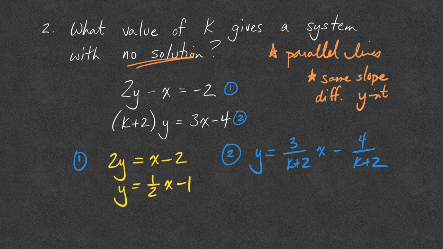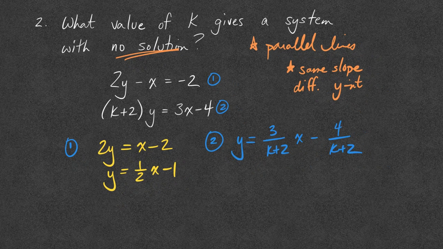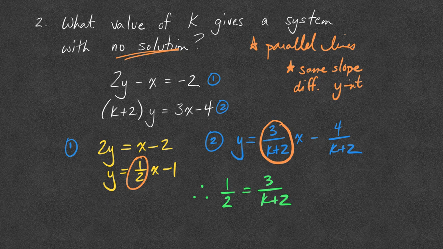Okay, let's take a look back at equation 1. Well, we can see the slope of equation 1. Its slope is 1/2. So we know that if our system has no solution, then the other line also has to have a slope of 1/2. And that can allow you to say, there's my therefore, I'm drawing a conclusion, that my 1/2 has to equal my 3 divided by k plus 2.